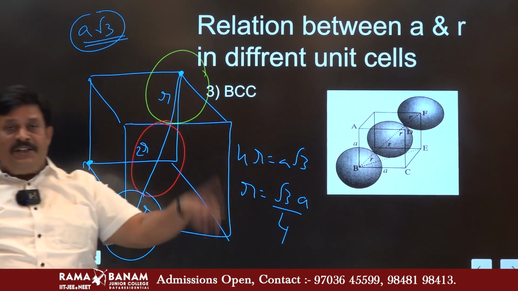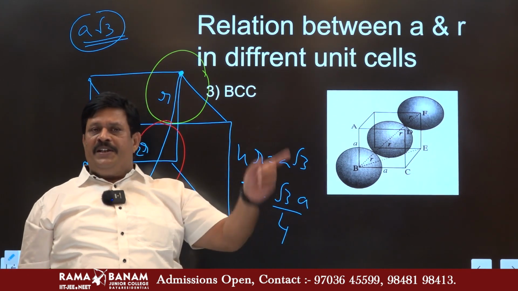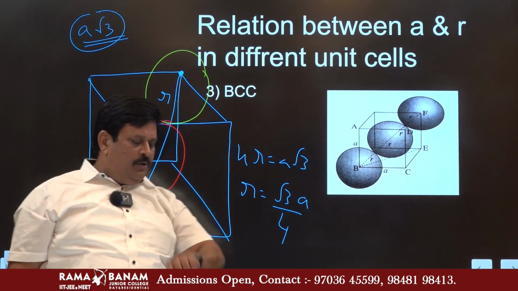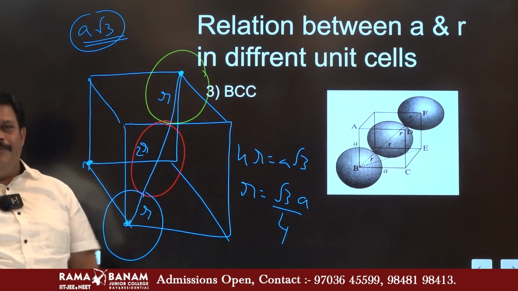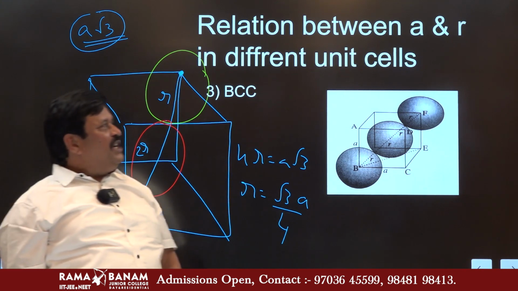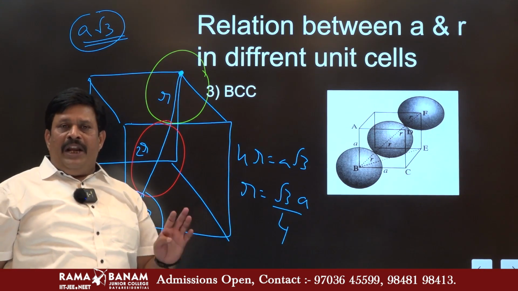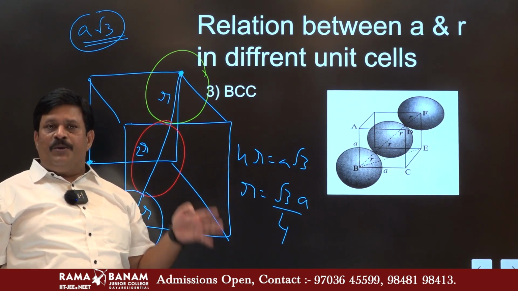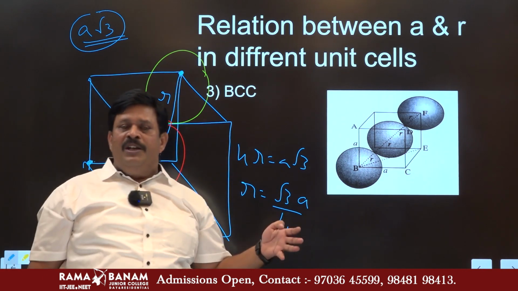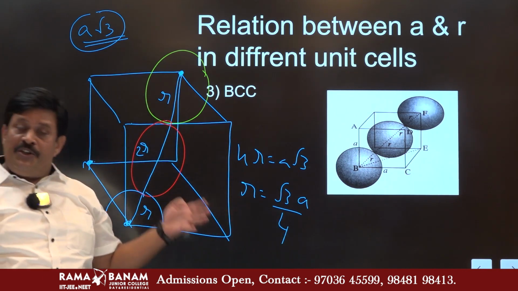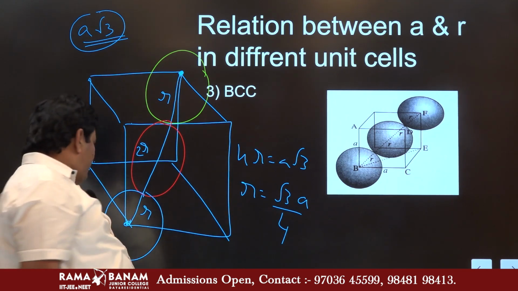See, in simple cube r is equal to a by 2. In FCC r is equal to a by 2 root 2. In BCC r is equal to root 3a by 4. So this is the relation between edge length and the radius of an atom in 3 different unit cells. Only these 3 different unit cells are mentioned even in IIT Advanced Syllabus and NEET, which is there in intermediate second year as well as in CBSE plus 2 also.